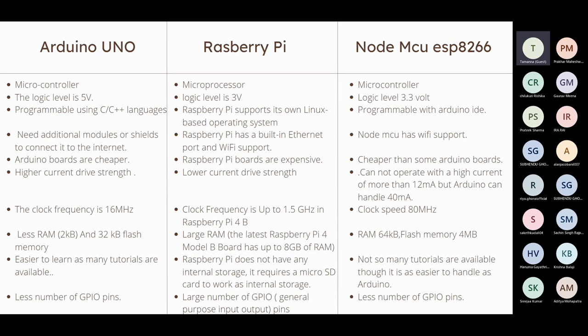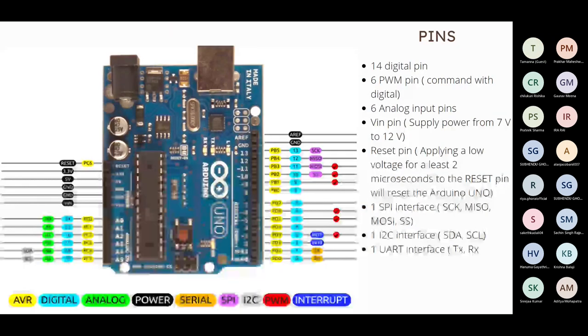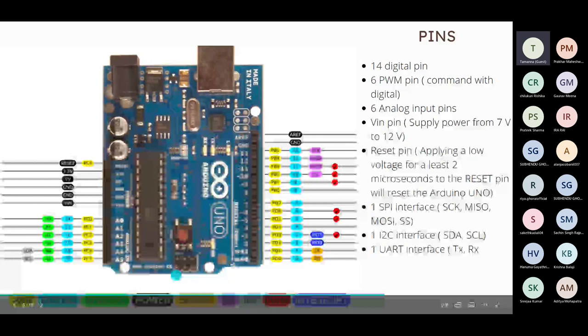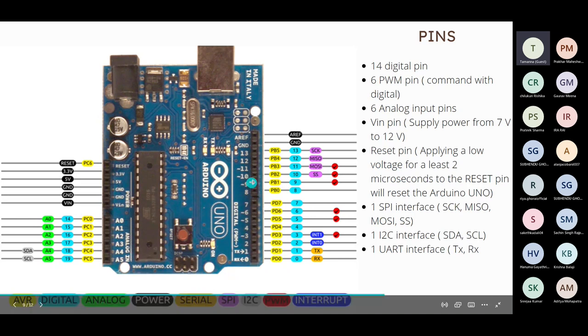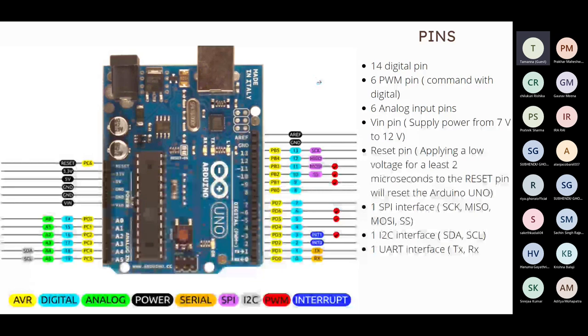We will move on to the next slide. So this is the Arduino board. I'll tell you about the pins in the Arduino board. So we have 14 digital pins, right here, 0 to 13, out of which 6 are PWM pins. PWM stands for pulse width modulation. These are the pins we use when we need an analog output. Here are the pins, the 11th, 10th, 9th, 6th, 5th, and 3rd. These pins are PWM pins.